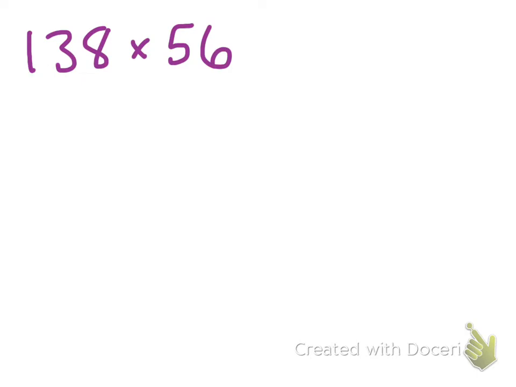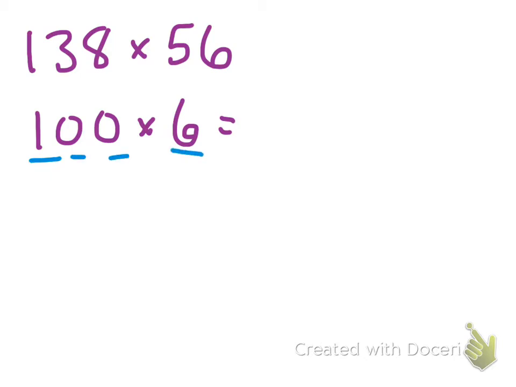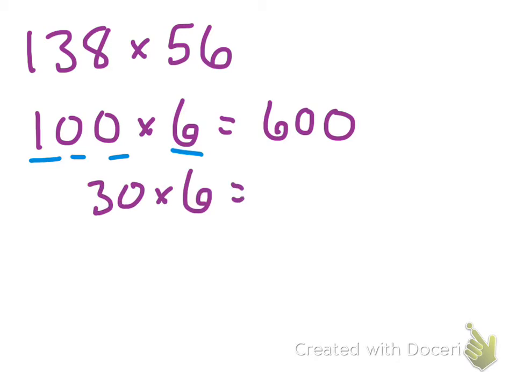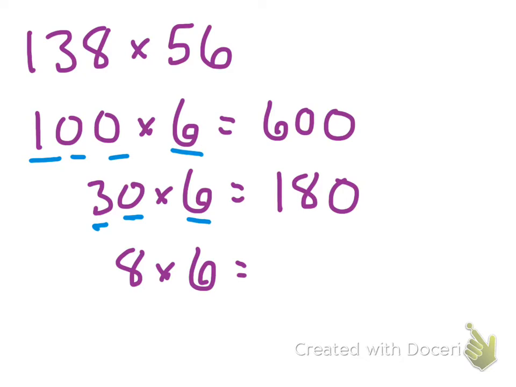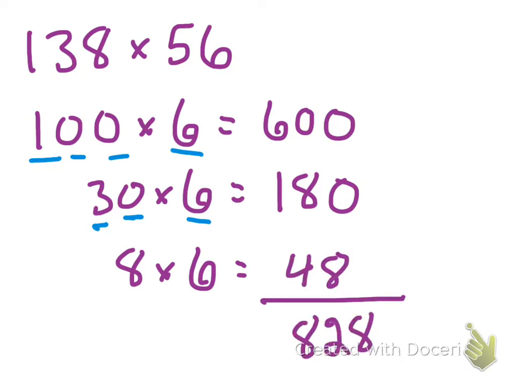Okay, so same thing. I'm going to take 100, multiply by 6. Again, that's easy. 1 times 6, and then put my zeros on the end. 600. Okay, next, 30 times 6. Multiply 3 times 6 to get 18. Stick my 0 on the end. 180. Then finally, 8 times 6. Much easier. 8 times 6 equals 48. Add those three together to get 828.